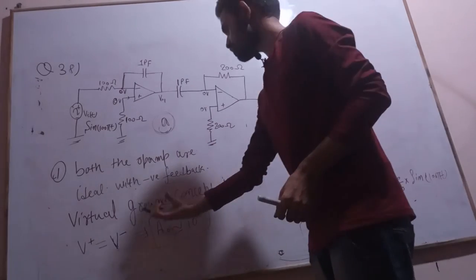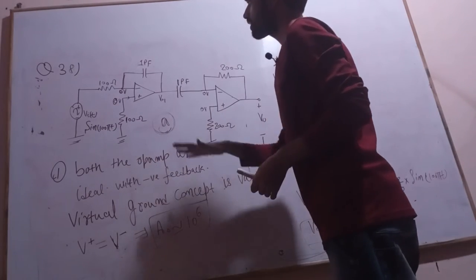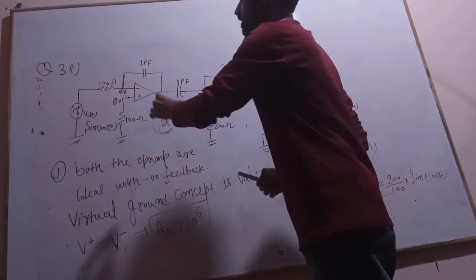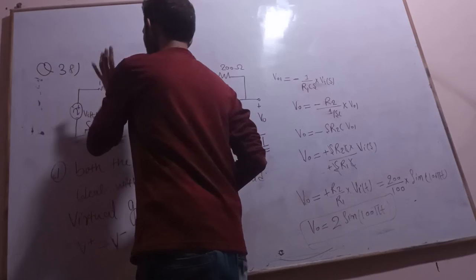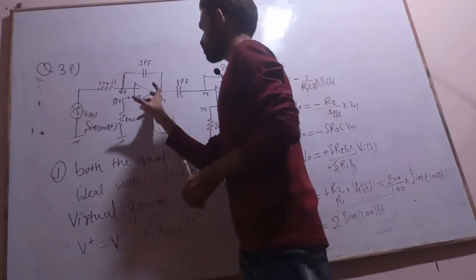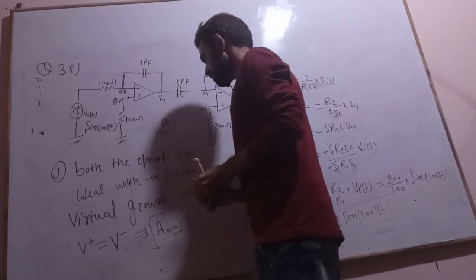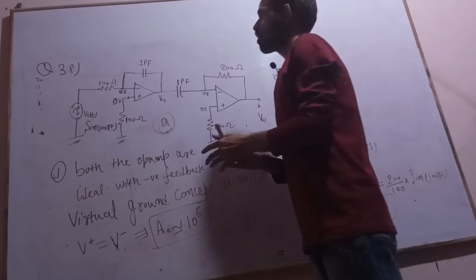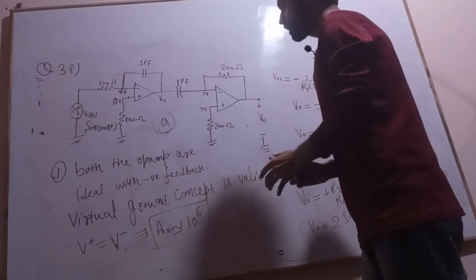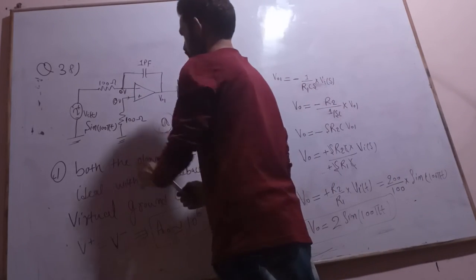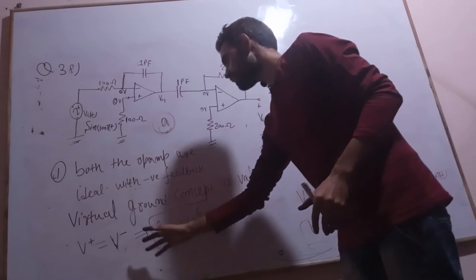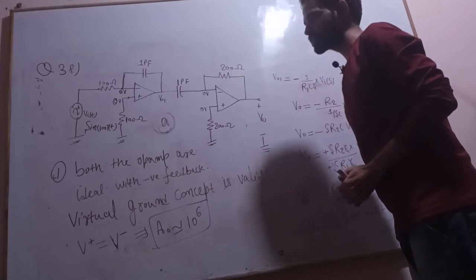So what is the virtual ground concept? The amount of voltage that is at the positive input terminal, the same amount of voltage will appear at the negative input terminal. Why? Because the gain is very large. The gain of the op amp is very large, and the current entering inside the op amp is very small, in the order of microampere, which we can ignore. So in this way we can say that the virtual ground concept is valid.